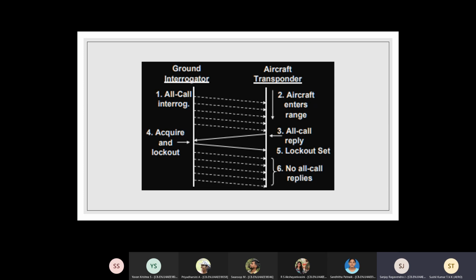Okay, assuming that only one aircraft has come at that particular point in time, and then it has replied. Then how do you ensure lockout? So it doesn't reply for all call interrogations. Yes, sir. Or what solution can the class give?